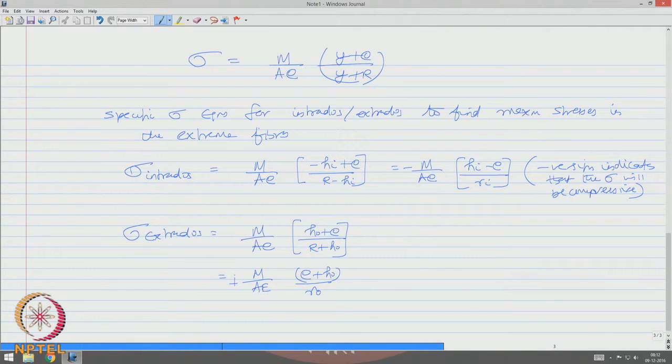So, the positive sign indicates that stresses are tensile in nature. So, extrados has got tensile stresses and intrados has got compressive stresses, which is evident from this equation of finding out stresses on extreme fibers.